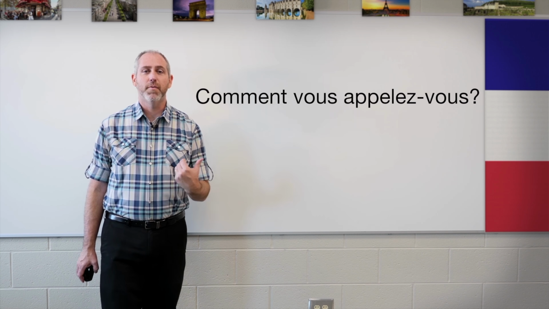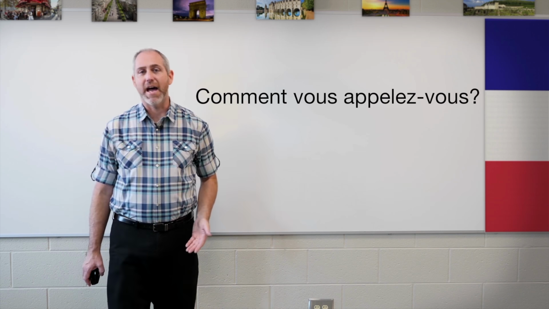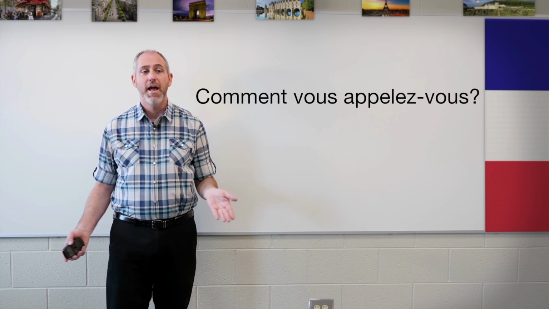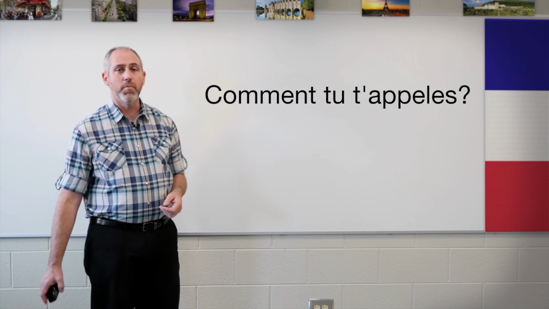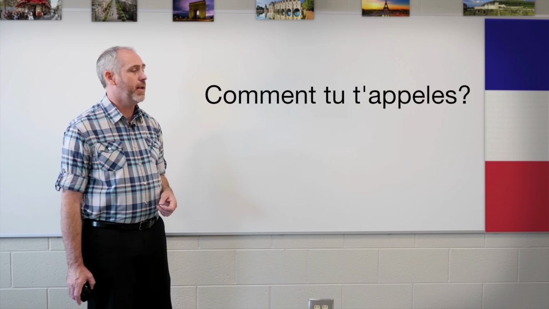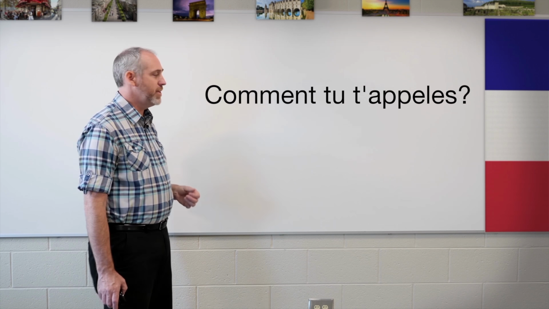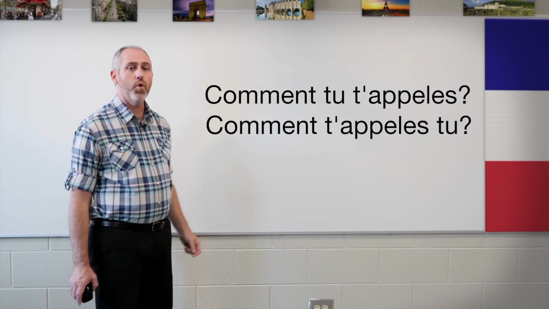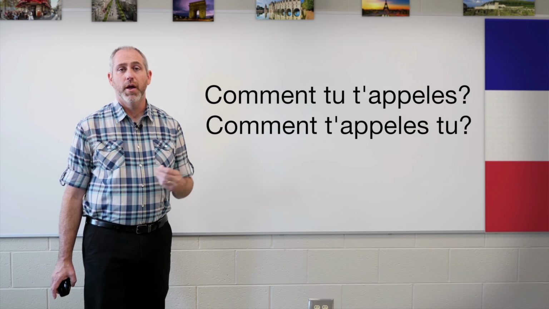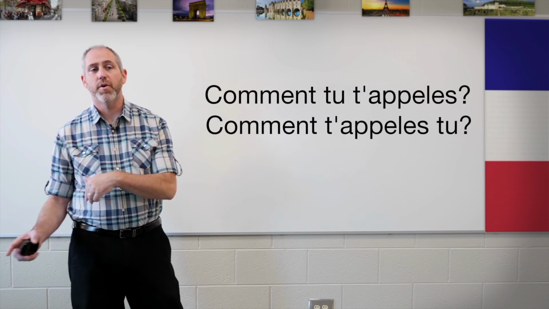Now, if it's someone my age, I feel more comfortable using the informal with that person, I can say this. Comment tu t'appelles? Now, you might also see this one flipped around. Comment t'appelles-tu? You can put that tu at the end, you can put it at the beginning.